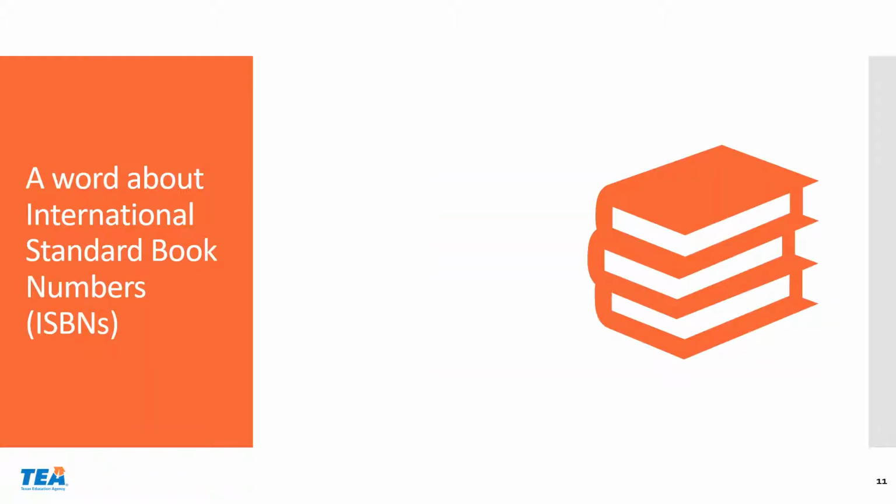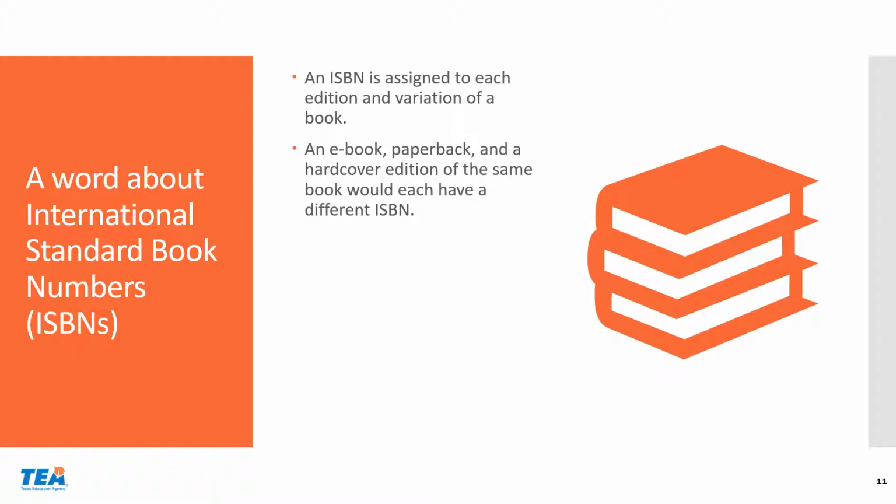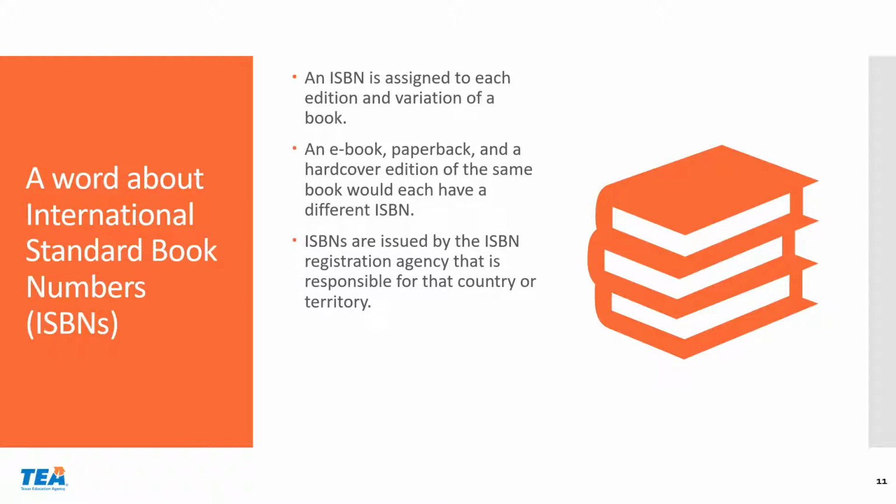I know I already said that you need to have unique ISBNs, but this is such an important issue that I need to make sure we're all on the same page. I'm sure most of you already know that ISBN stands for International Standard Book Numbers. Each edition and variation of a book must have a different ISBN. For example, the same material offered as an ebook, paperback, and a hardcover book would each have a different ISBN.